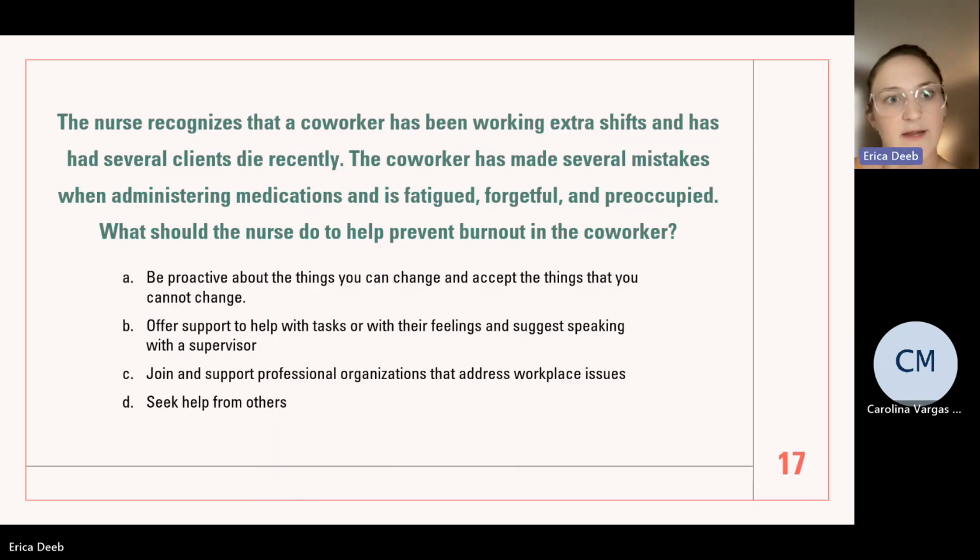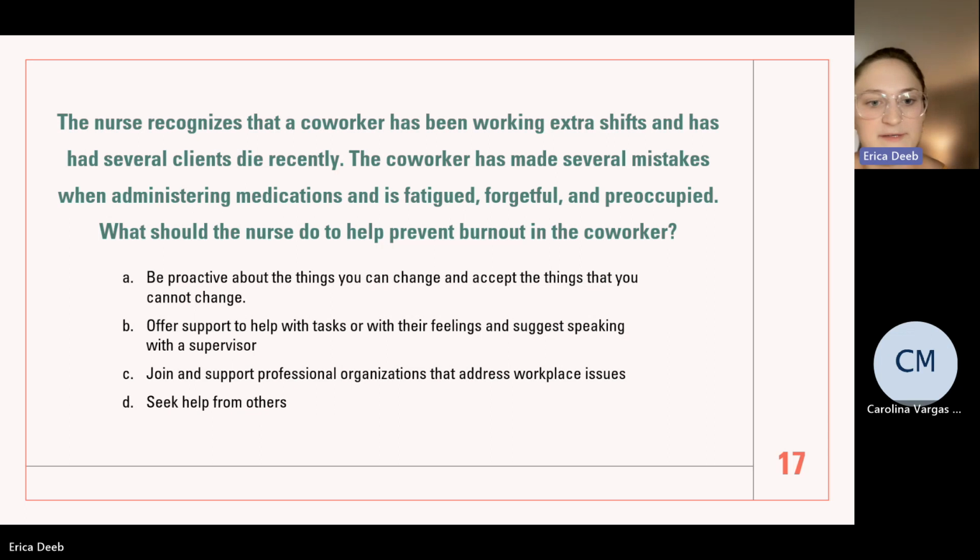Number 17, the nurse recognizes that a coworker has been working extra shifts and has had several clients die recently. The coworker has made several mistakes when administering medications and is fatigued, forgetful, and preoccupied. What should the nurse do to help prevent burnout in this coworker? A, be proactive about the things you can change and accept the things that you cannot change. B, offer support to help with tasks or with their feelings and suggest speaking with a supervisor. C, join and support professional organizations that address workplace issues. And D, seek help from others.